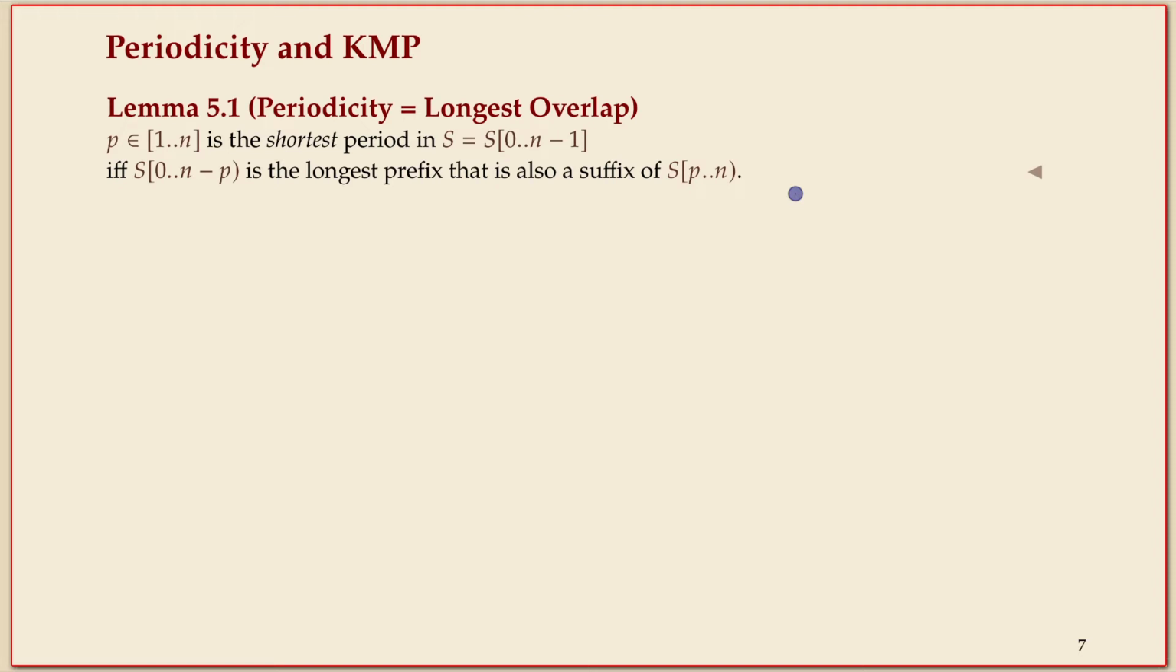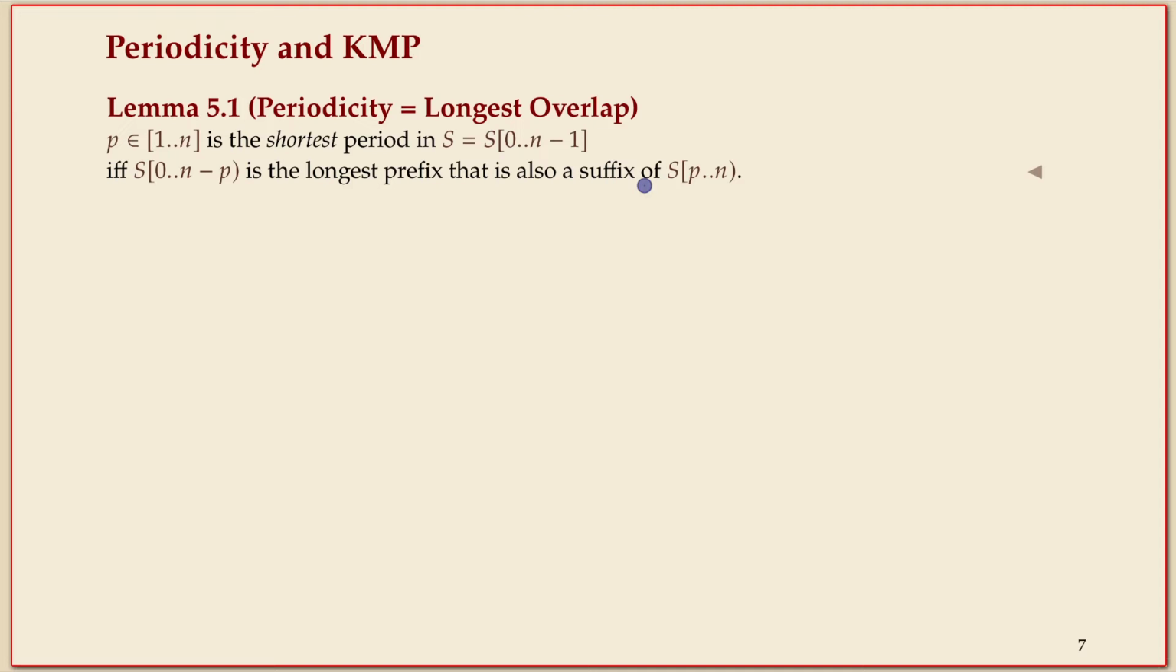I want to connect this. If you've seen the picture on the previous slide, maybe this already sprang to your mind. We've seen something like this before, and indeed we have. So in other words, if you have a period and this p is the smallest number p that is a period apart from p equals 0, then if you take the first n minus p characters, that's the longest prefix that is also a suffix of this string.